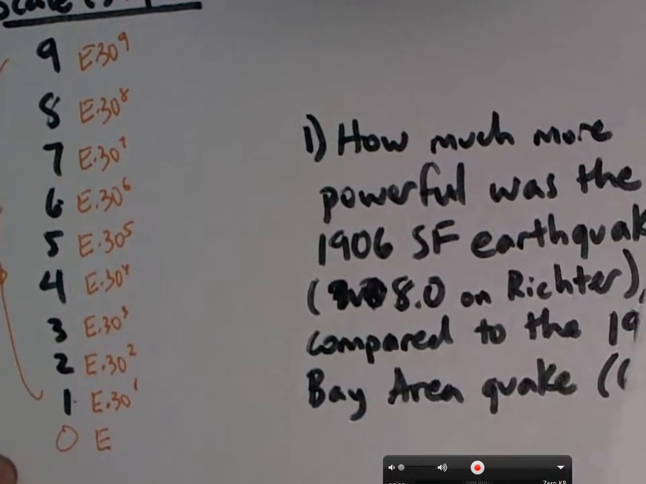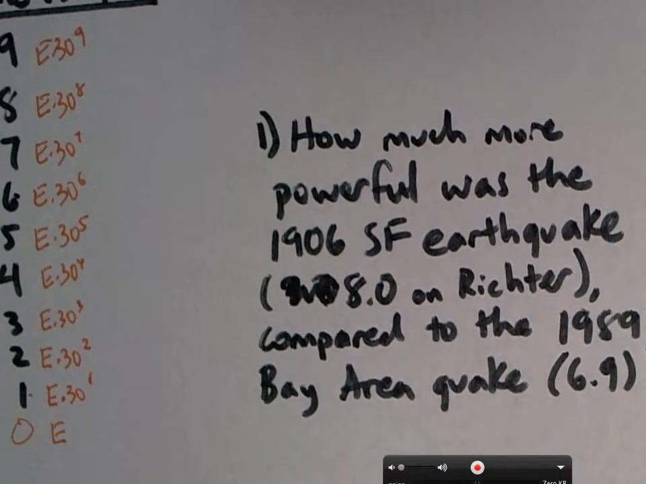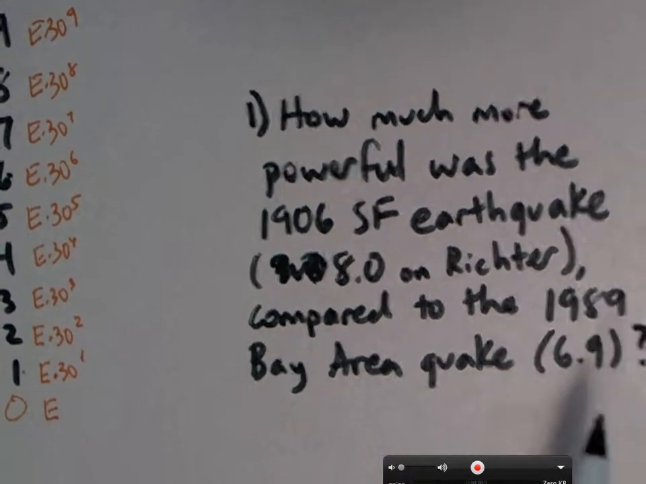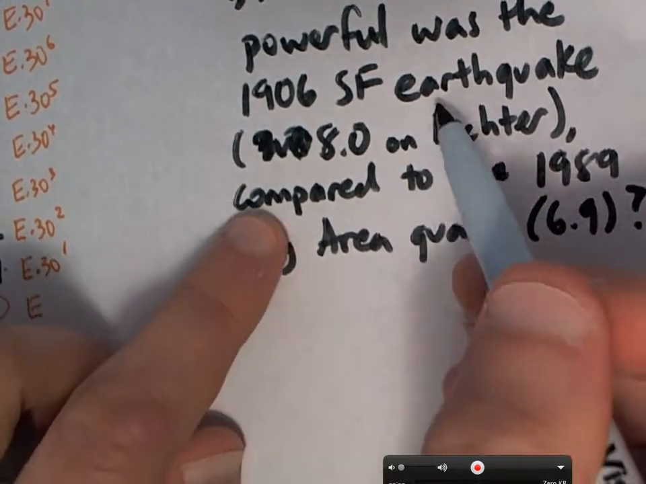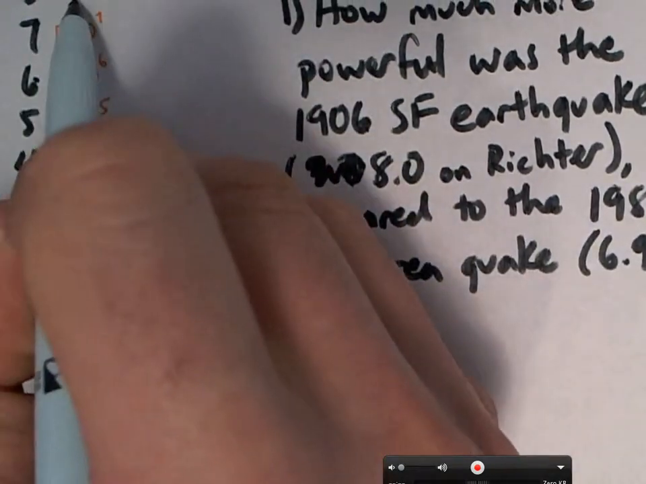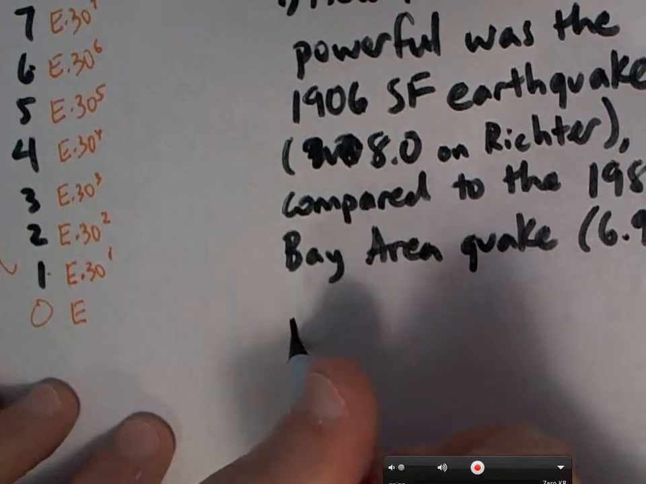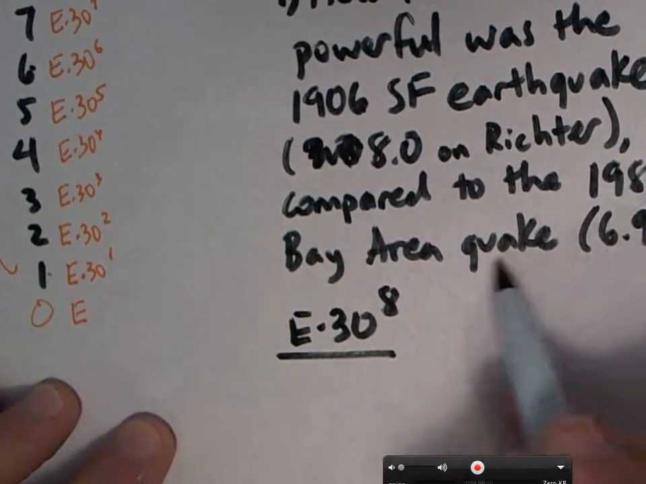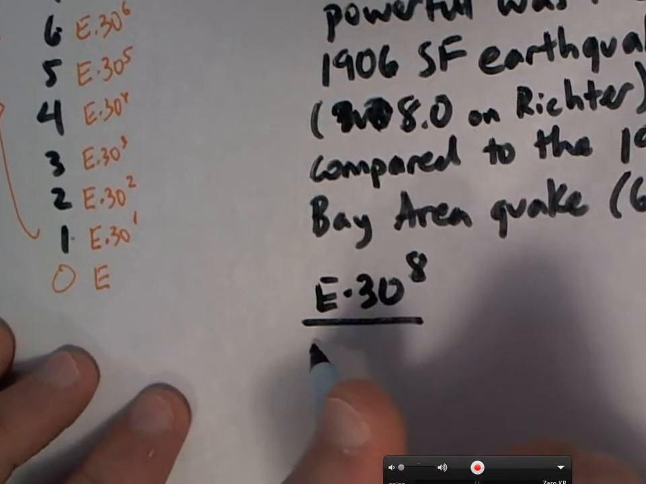So let's do a quick practice example. How much more powerful was the 1906 San Francisco earthquake, 8.0 on the Richter scale, compared to the 1989 Bay Area earthquake, which is a 6.9? What we can do is simply set up a ratio. The 8.0 on the Richter scale would be E times 30 to the 8. Remember, 8 is the exponent. Over, compared to this one, which is 6.9, so that'd be E times 30 to the 6.9, almost 7.